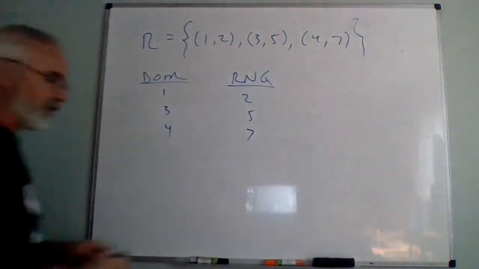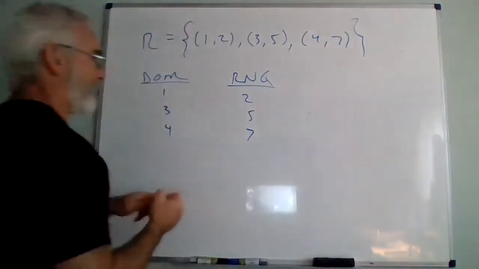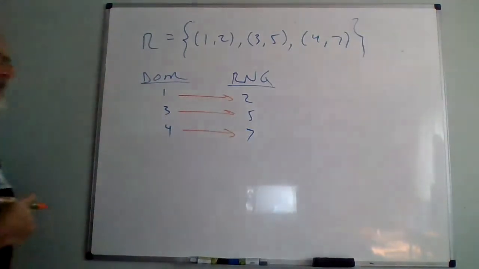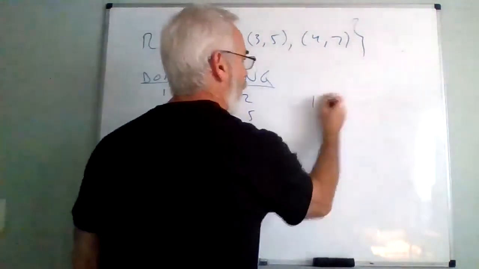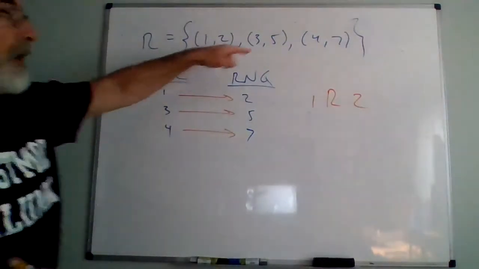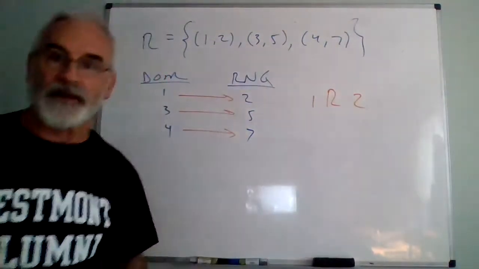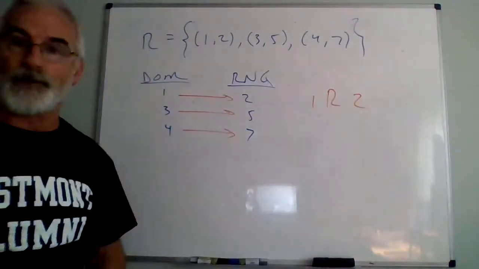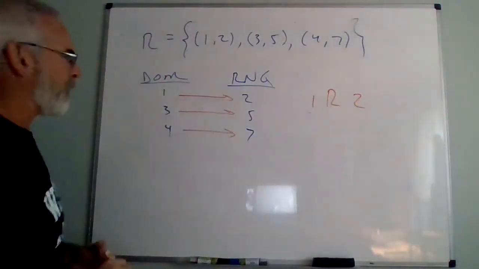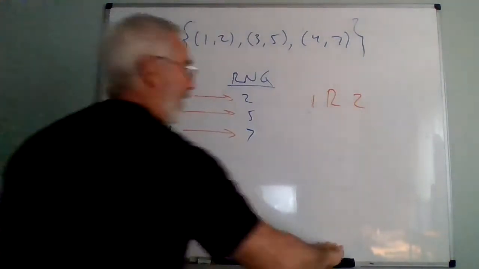And so what we do is we create what's called a mapping, which is pretty simple. I just draw little arrows. 1 gets mapped to 2. That means 1R2 is a correct statement. 3R5, 4R7. Now that seems redundant because I've already given you my set of ordered pairs, but using the prior notation, that's what this means. Pretty simple, pretty standard stuff.